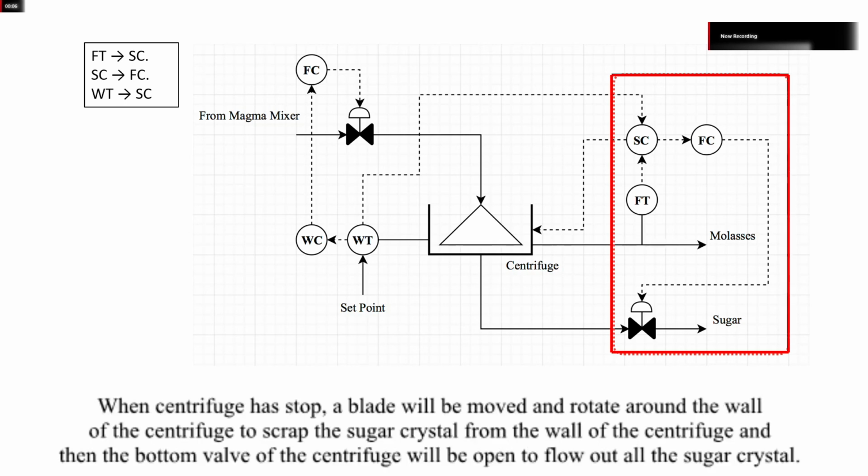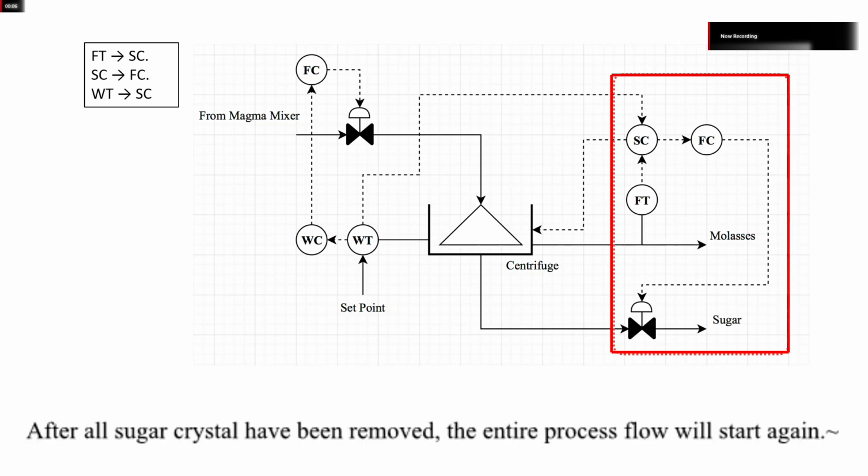When the centrifuge has stopped, a blade will move and rotate around the wall of the centrifuge to scrape the sugar crystals from the wall, and then the bottom valve of the centrifuge will be opened to flow out all the sugar crystals. After all sugar crystals have been removed, the entire process flow will start again.